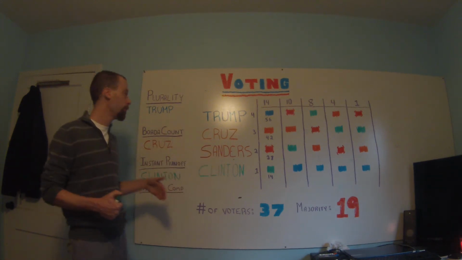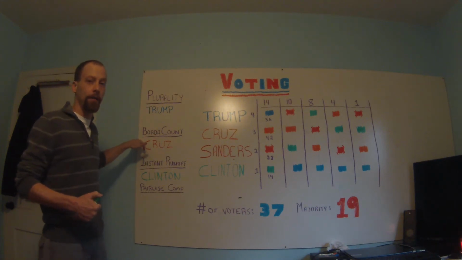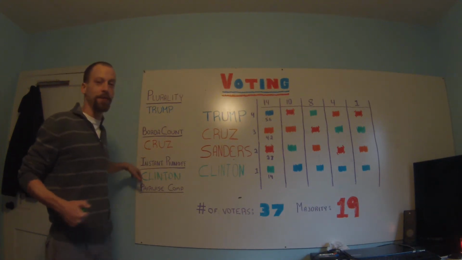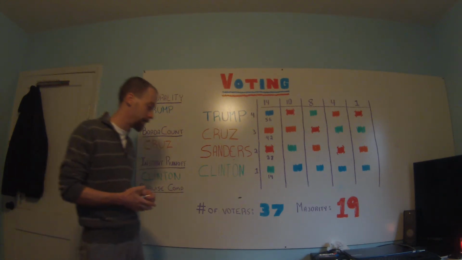We've counted them 3 different ways. We had Trump win the plurality method. We've had Cruz win the Borda count method. We've had Clinton win the instant runoff method. We have one more method left. It's the pairwise comparison method.